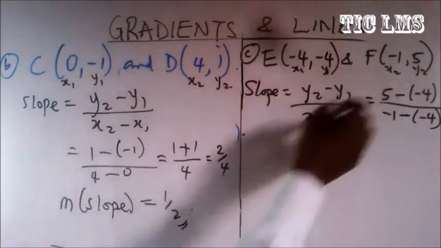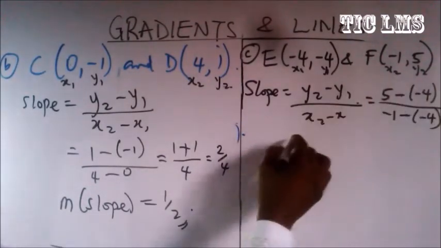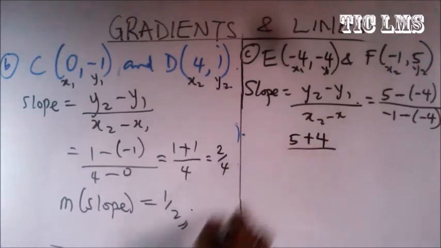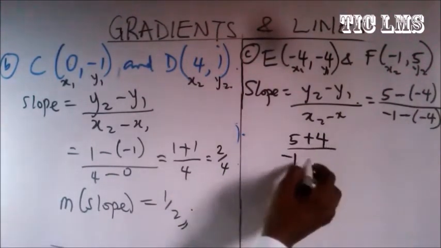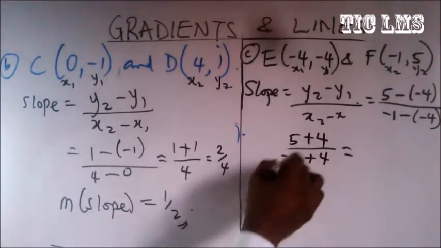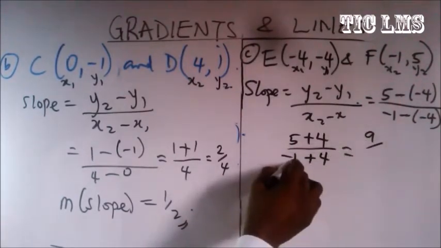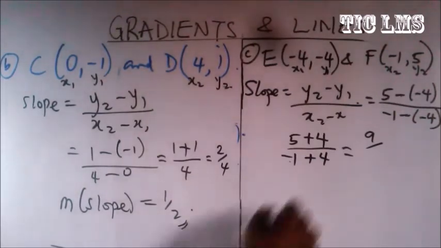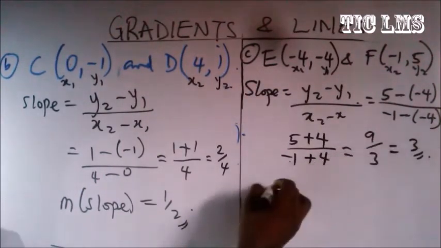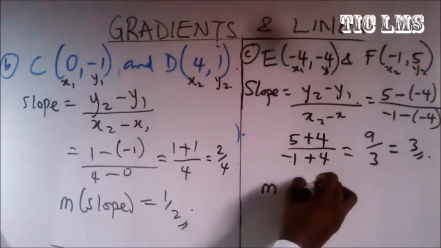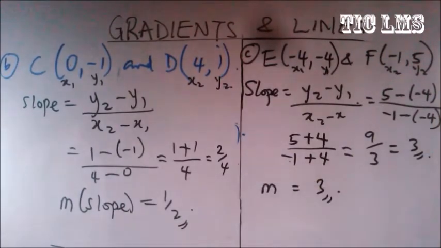Alright, so 5 minus -4. Minus times minus gives us plus. So we have 5 plus 4 over -1. Minus times minus, that's plus 4. 5 plus 4 gives 9 over -1 plus 4, and that gives us 3. 9 divided by 3 gives us 3. So slope or gradient equals 3.